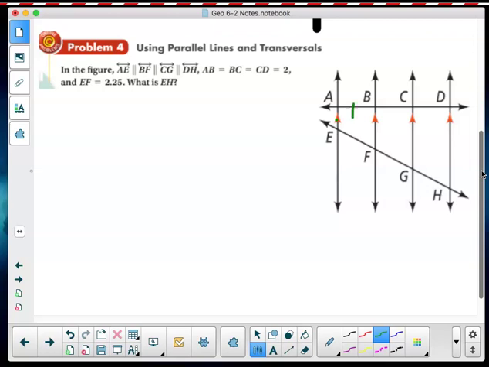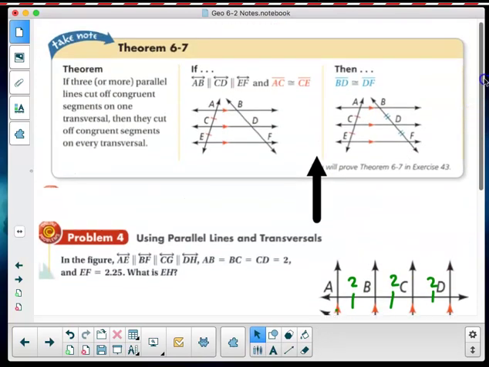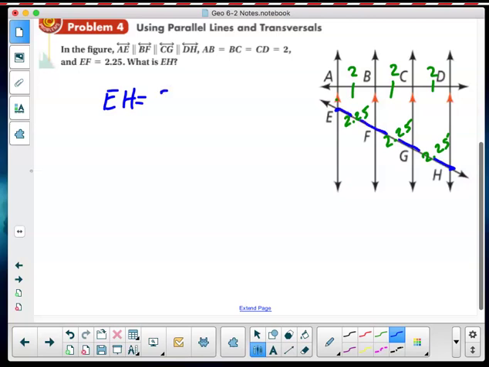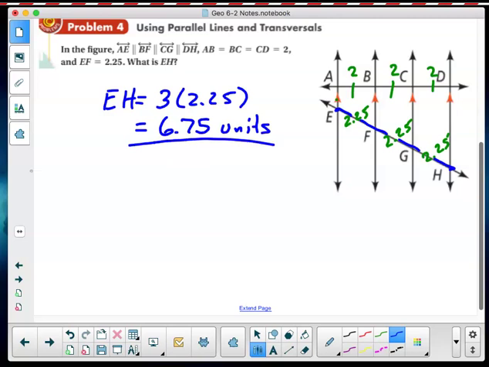AB is equal to BC, which equals CD, and these are all 2. Okay, now, and EF is 2.25. Well, that means I know that this is 2.25 and this is 2.25 from theorem 6.7. Okay, that's what we just read. So now I can answer this question, what is EH? Well, EH, E to H, has got 3 2.25 segments in it. So 3 times 2.25, which is 6.75 units. Okay, so that's how long that would be.